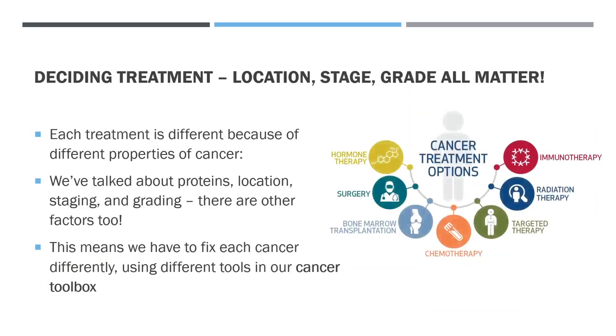Great job with the pathologist work. You can tell that the job is important because all of the factors you've learned today play a part in deciding treatment for the cancer. We've talked about proteins, location, staging, and grading, but there are also other factors that we haven't mentioned. We know that all of these factors come together to make each cancer different, so that means each one must be treated differently too. Let's consider each treatment to be like a tool in our cancer toolbox to help you understand the process of curing cancer.